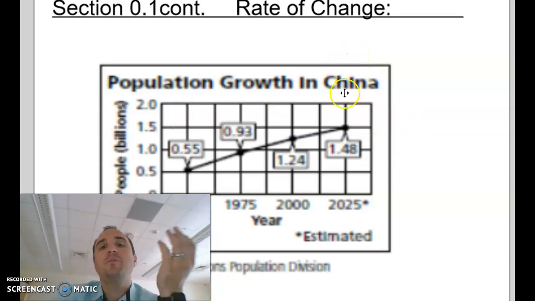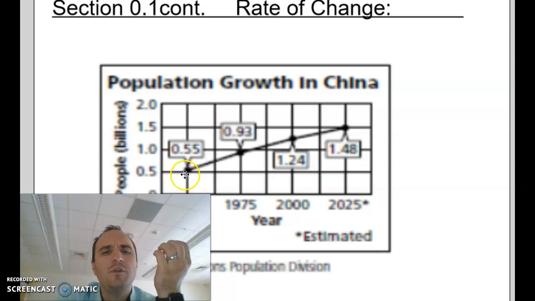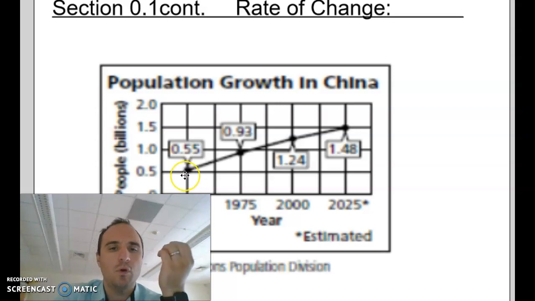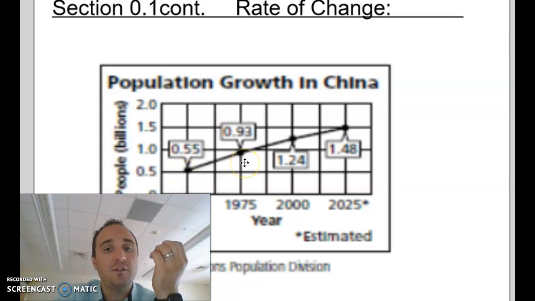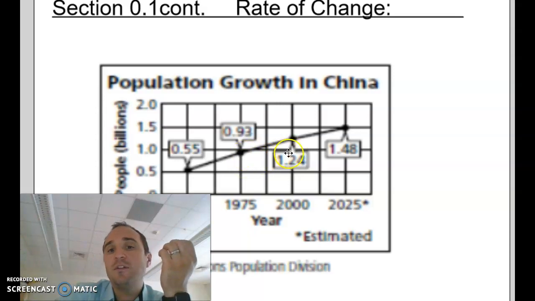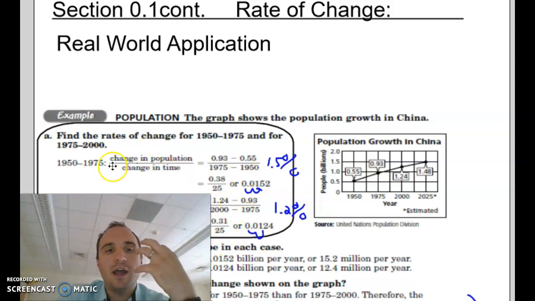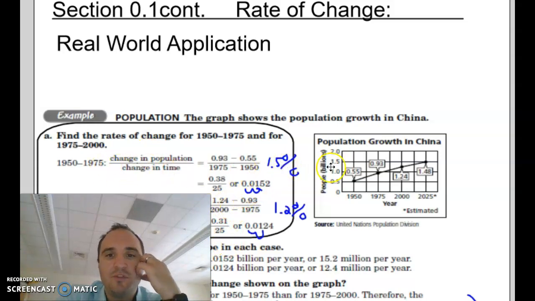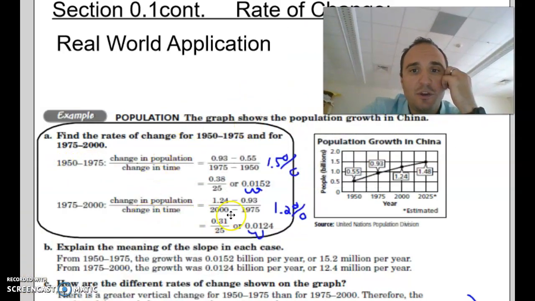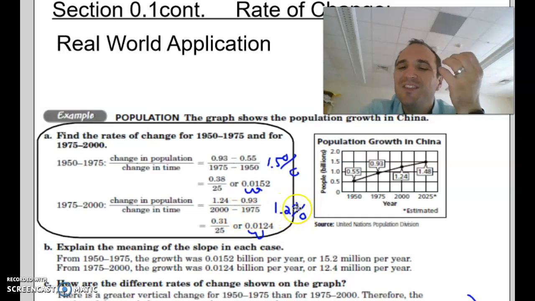So if you look at this population of China and I ask you, what's the rate at which one grew more, the rate between 1950 to 1975 or the rate between 1975 and 2000? And the numbers here don't lie. It says that 1.5% growth happened in this 25-year section, the first one, and then the second 25-year section, it grew only 1.2. They're eventually the same, but the idea remains.